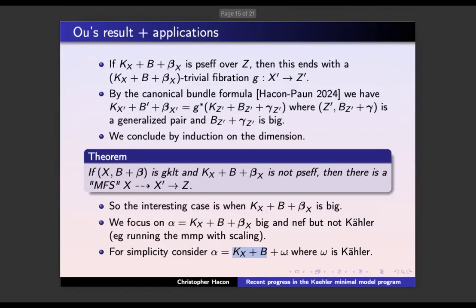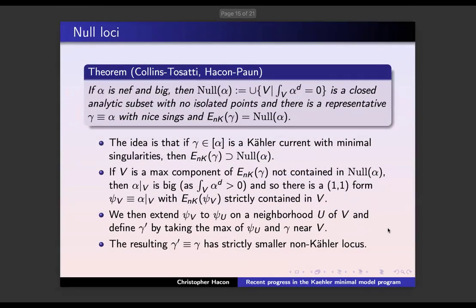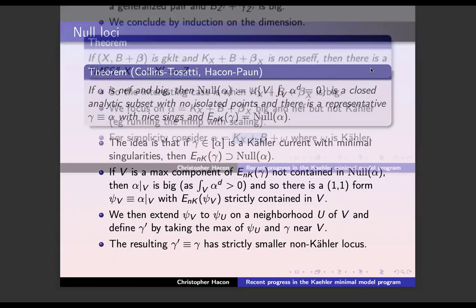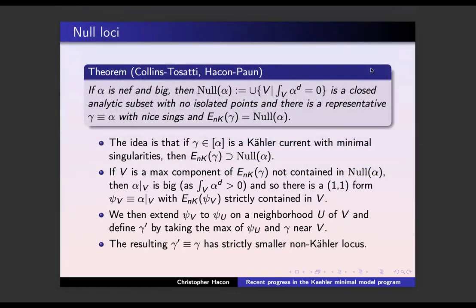May I ask a question? Is it possible that Kx plus B plus beta is big, but X is not projective? Yeah, of course. Take a general complex torus. Thank you. On the other hand, whenever minus that is big, it will tend to be projective.